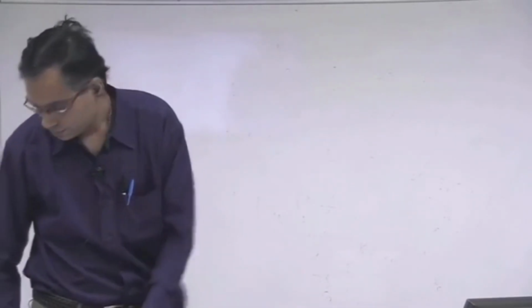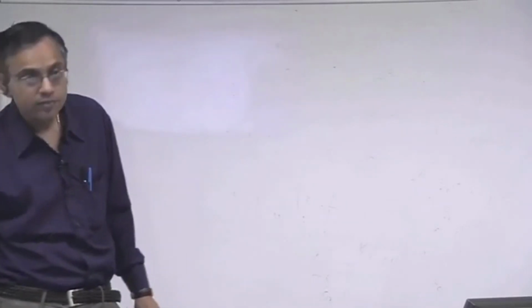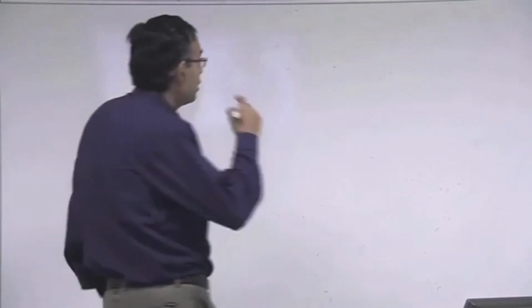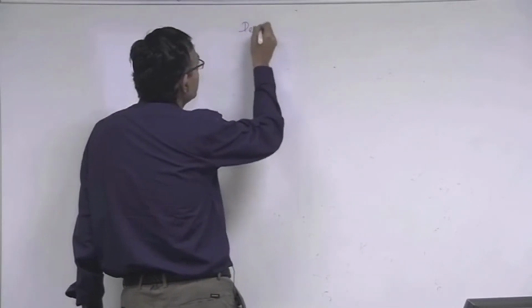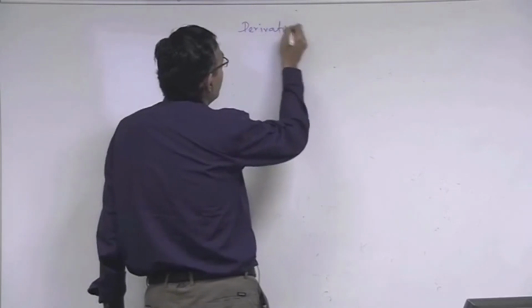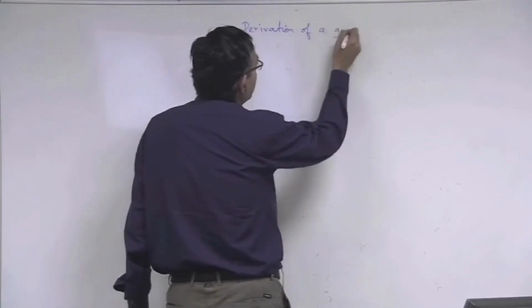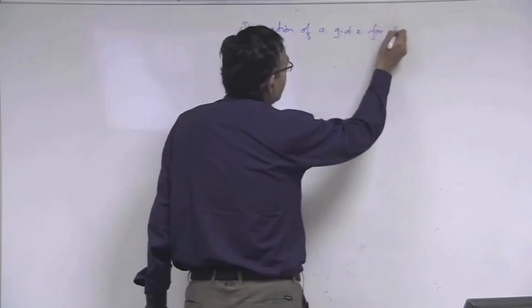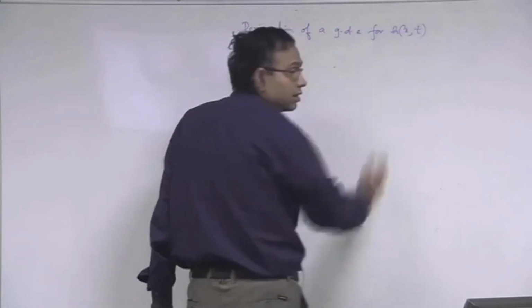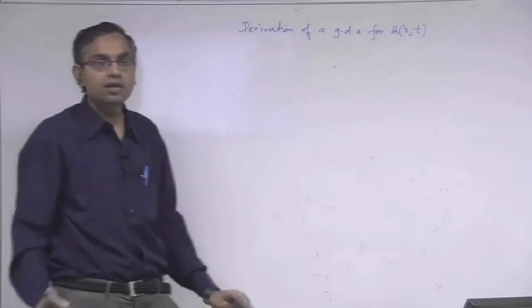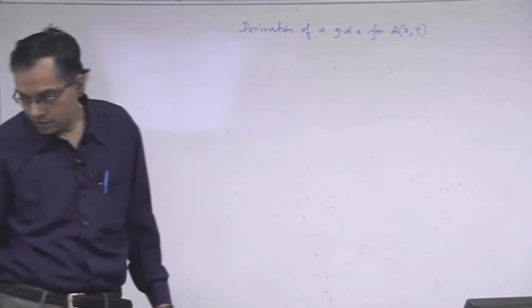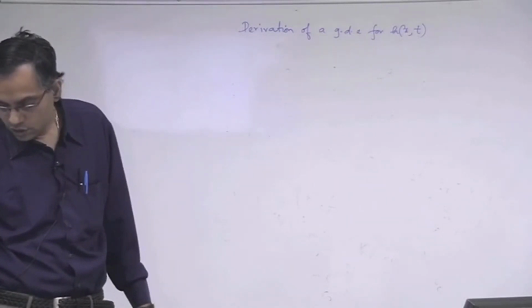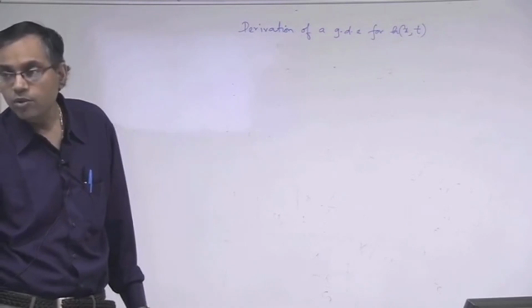So our objective is thin film equations. The objective is the derivation of a governing differential equation for H as a function of x and t. This is what we are going to do. So we will start with the Y momentum equation.